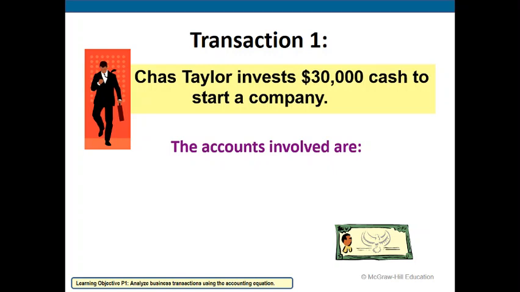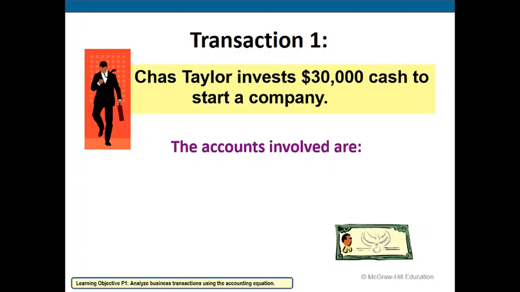And understand, when you have a transaction that affects the accounting equation like this, part of analyzing the situation is asking yourself, does this transaction affect the accounting equation? Does this business activity affect the accounting equation?